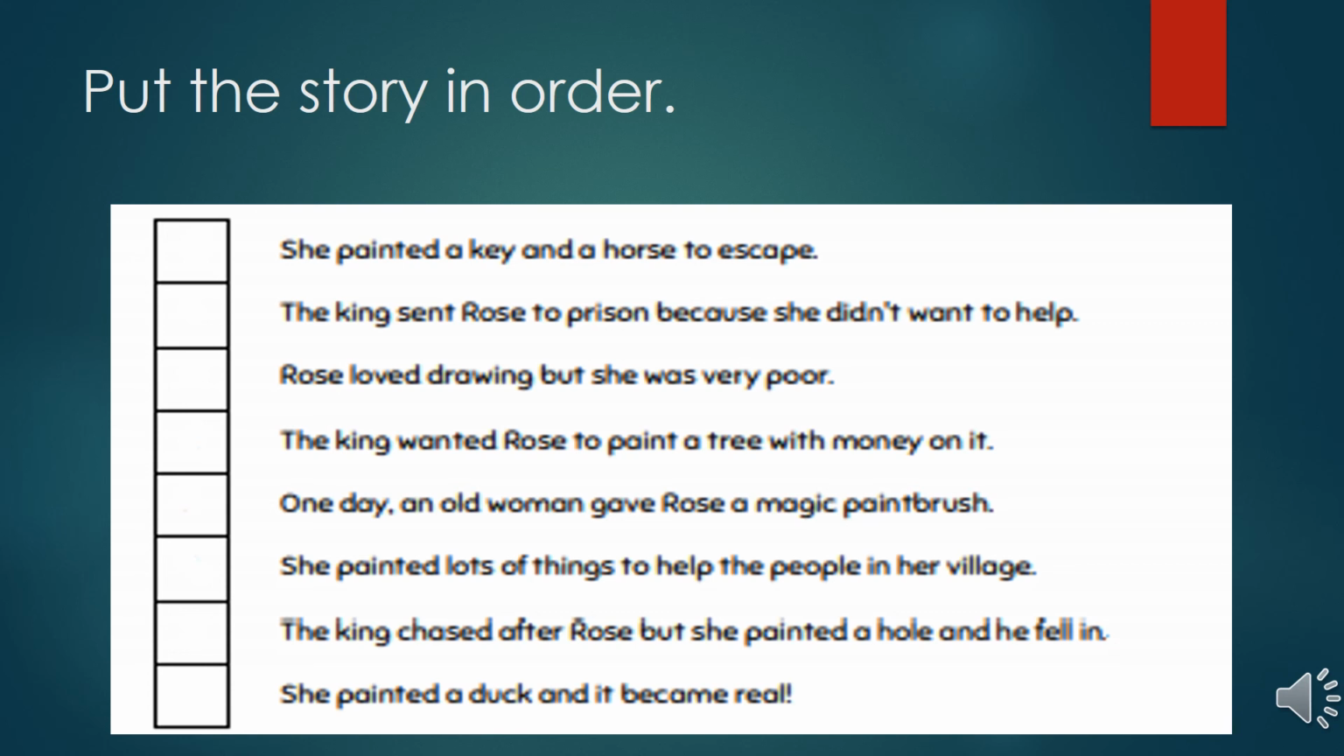The first one is, she painted a key and a horse to escape. The king sent Rose to prison because she didn't want to help. Rose loved drawing, but she was very poor. The king wanted Rose to paint a tree with money on it. One day, an old woman gave Rose a magic paintbrush. She painted lots of things to help people in her village. The king chased after Rose, but she painted a hole and he fell in. She painted a duck and it became real.